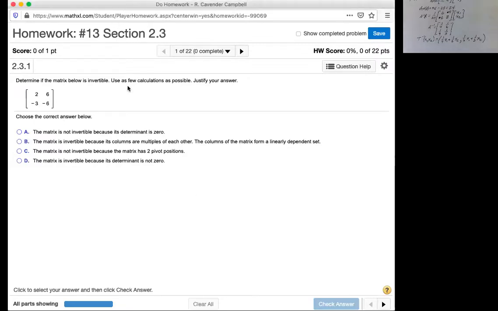Okay, so it shows determine if the matrix is invertible, use as few calculations as possible. Now there's just 4 multiple choice answers. So relatively speaking, you can probably guess the answer. It'll actually give you 2 chances, and if you still get it wrong, it'll give you a similar problem. You can probably get to the answer. But it will help you tremendously if you read carefully, think through, and really make sure that you are following, okay, what did I do?